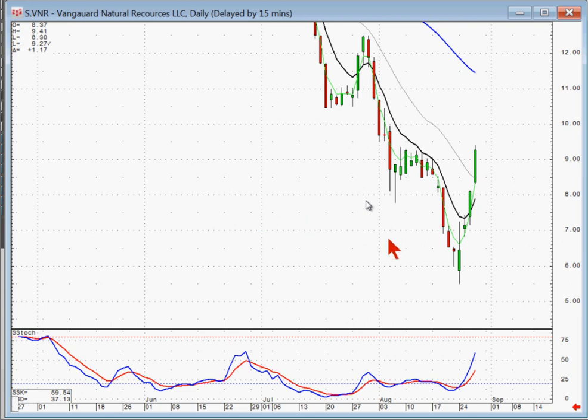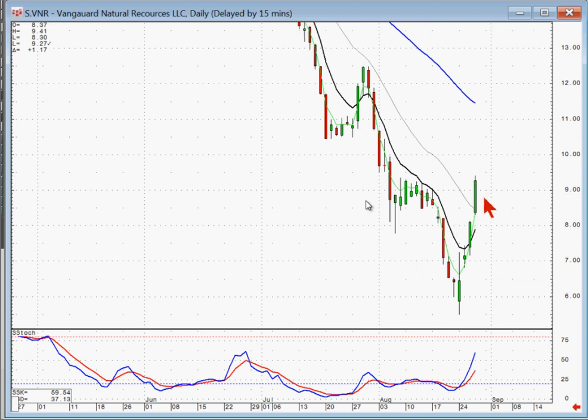Oh, can you jump into VNR at this point? You can. Obviously, this was a better place to buy it, but right now, the prospects would be that it's coming back up to the 50-day moving average.